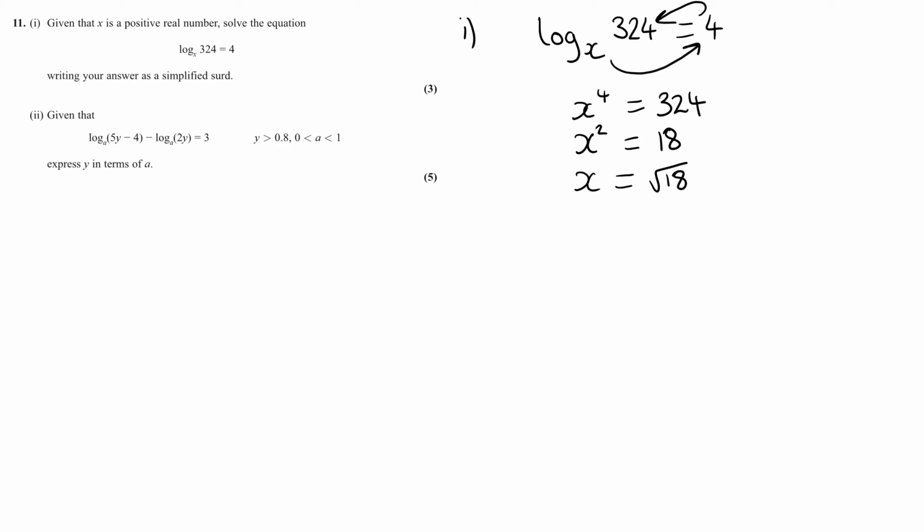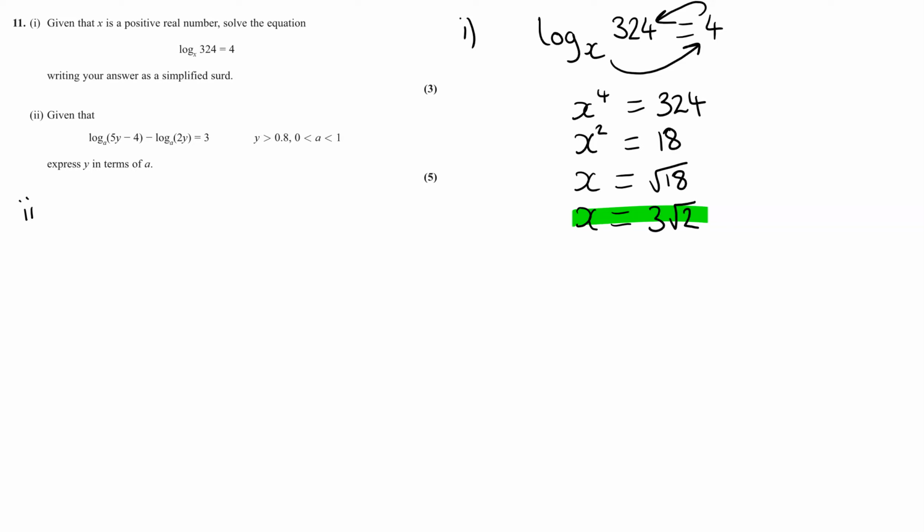Now we can just square root both sides again, and then we'll get x equals the square root of 18. We want it as a simplified surd, and now your calculator should give you it as a simplified surd, but just in case, we can split up the square root of 18 into the square root of 9 times the square root of 2. That would just be 3 root 2, which is going to be our answer.